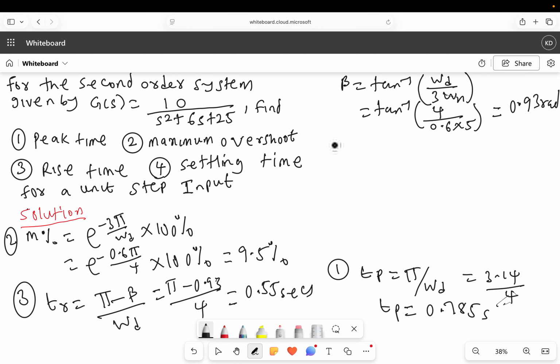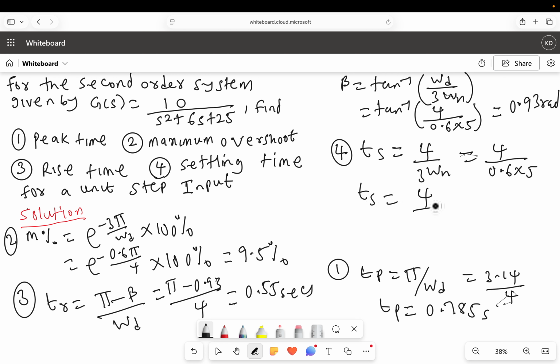seconds. Finally, our settling time is just approximated as 4 over zeta omega n, which is just 4 over 0.6 times 5. Therefore, the settling time is just 4 over 3, and that is 1.33 seconds.